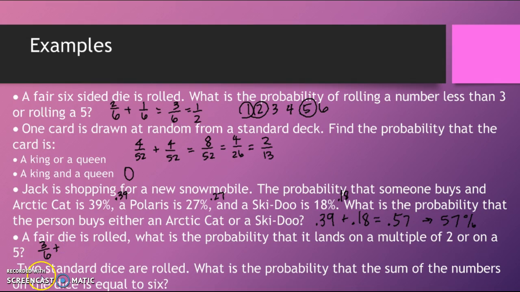Then I'm going to add getting the 5. 5 is 1 out of 6, so 3 plus 1 is 4. 4 over 6 simplifies to 2/3.